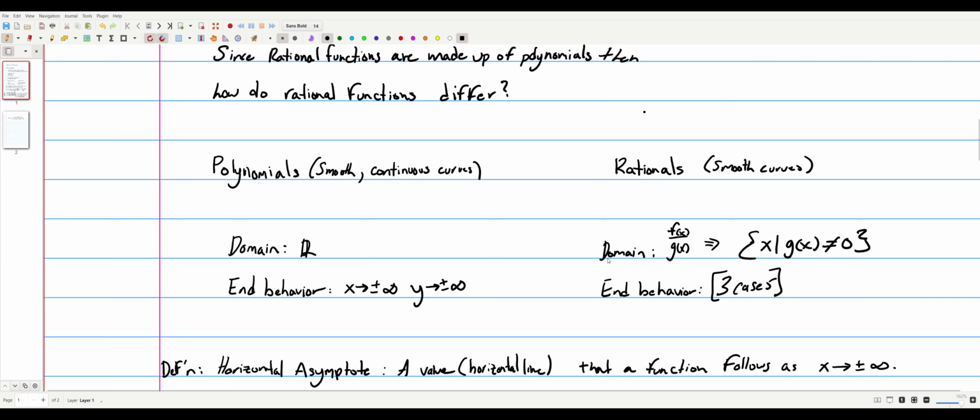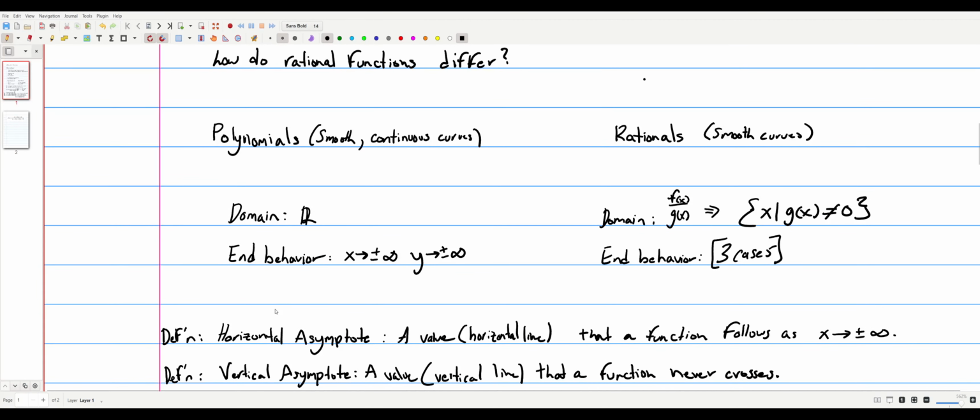First, let's talk about a few new definitions. The first definition is horizontal asymptote. Essentially, a horizontal asymptote is a value that a function follows as x approaches positive and negative infinity. A horizontal asymptote really is just another way of describing end behavior. Our second definition is vertical asymptote. A vertical asymptote is a value that a function never can approach, or rather, a value that a function never crosses.